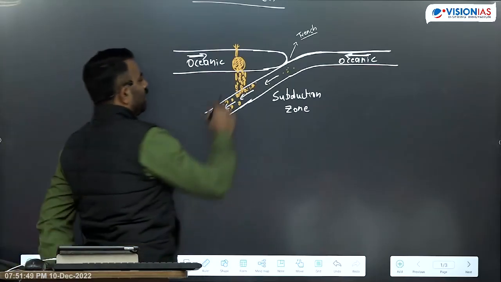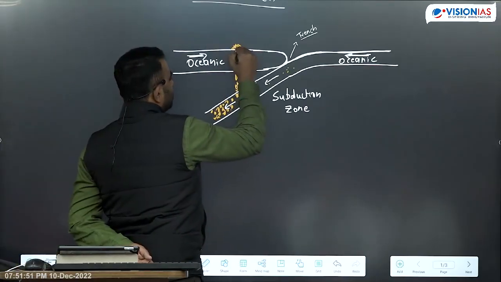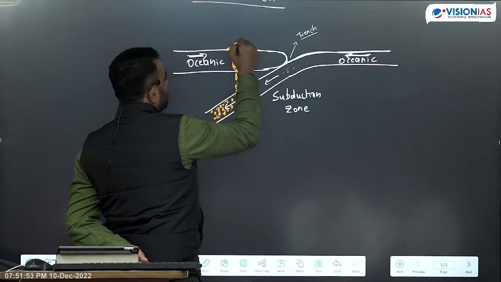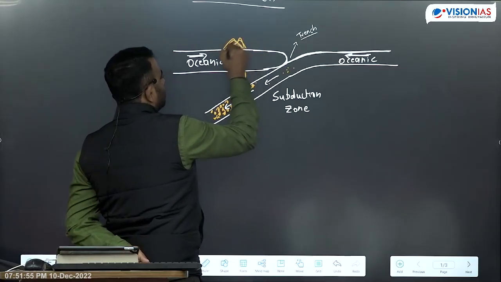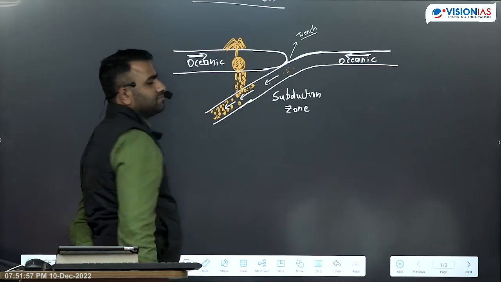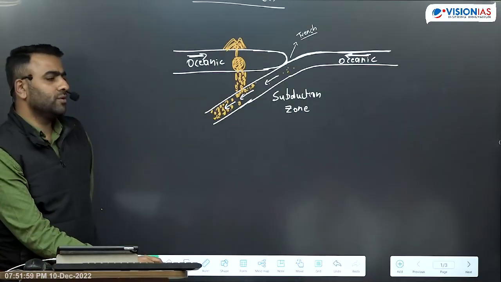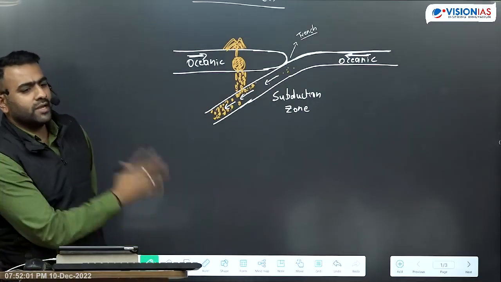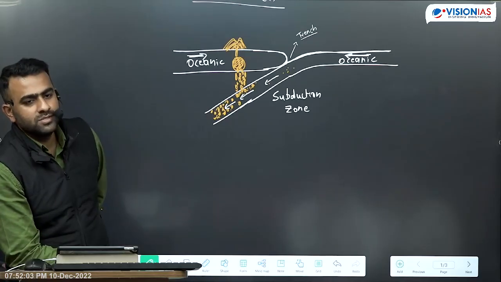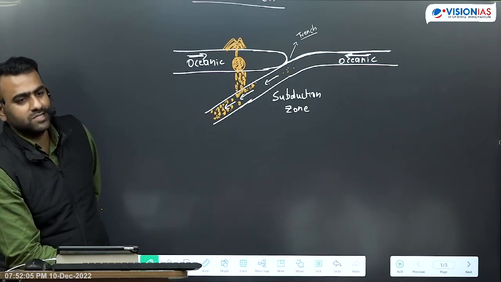This magma accumulates continuously, resulting in the formation of a volcano. इसको रिड्ज नहीं बोलते हम. It's a volcanic mountain. So what is a ridge? What is the difference between ridge and volcanic mountain?